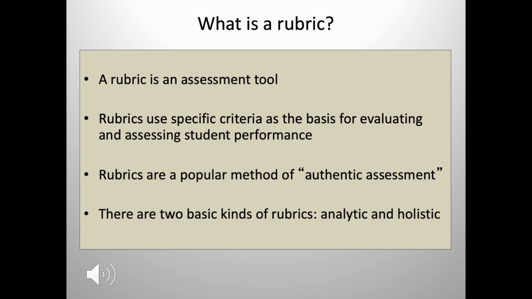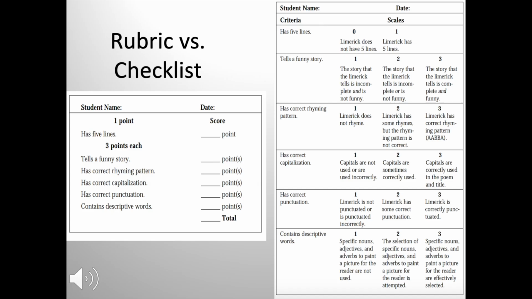Next, we're moving on to rubrics. A rubric is an assessment tool. Rubrics use specific criteria as the basis for evaluating and assessing student performance. Rubrics are a popular method of authentic assessment. There are two basic kinds of rubrics, analytic and holistic. There's a big difference between a rubric and a grading checklist.